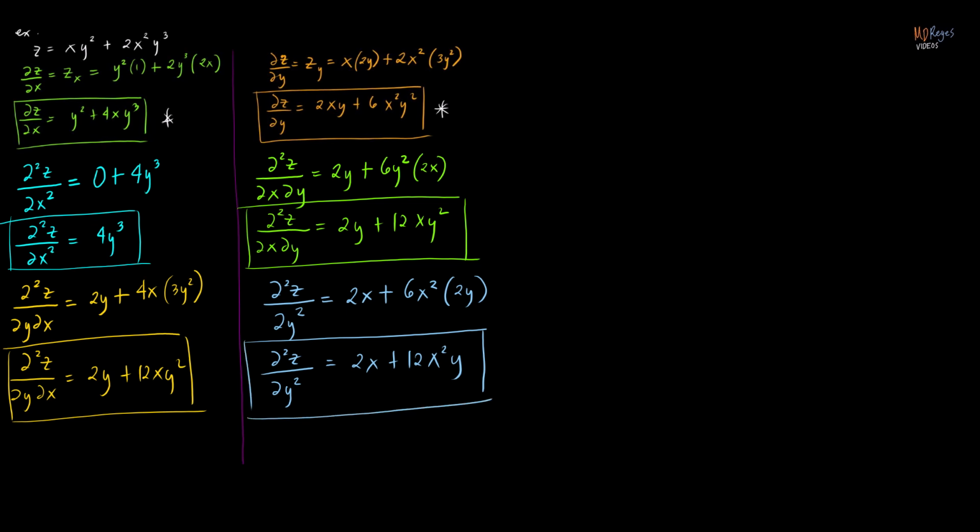So these four, 1, 2, 3, 4, are the second partial derivatives of z with respect to x and y. If you'll notice, this is equal to this. Are they always equal? They will always be equal if the function z, this given function, is continuous.